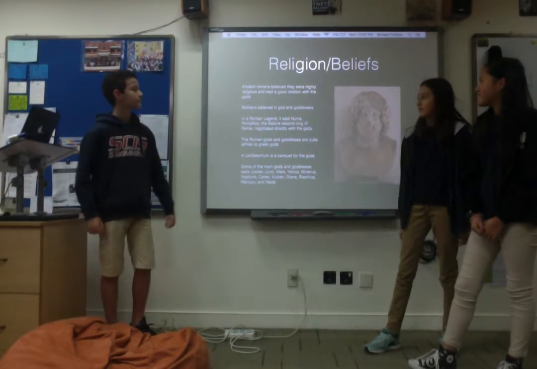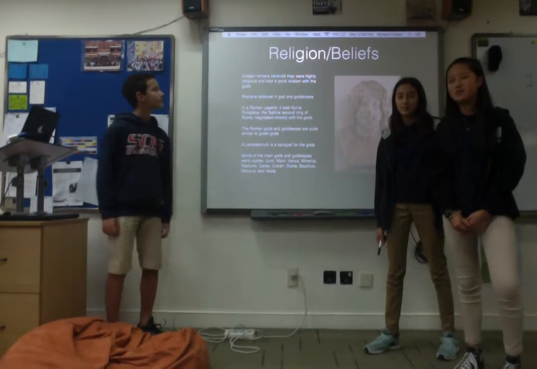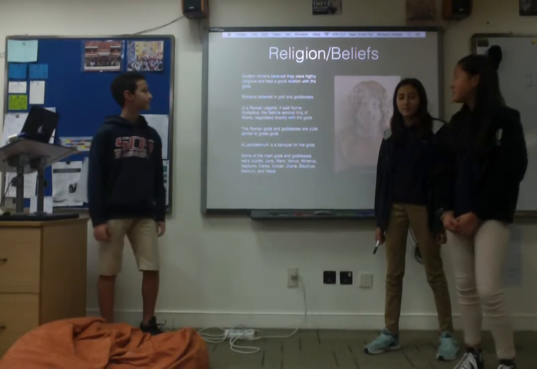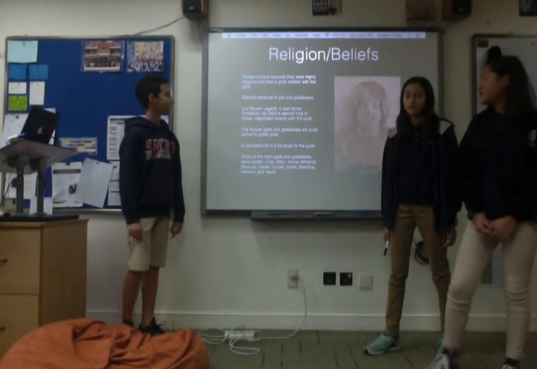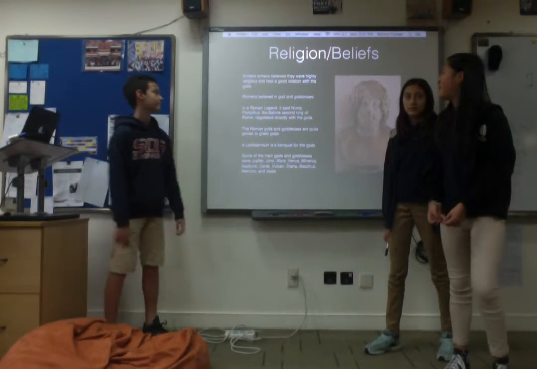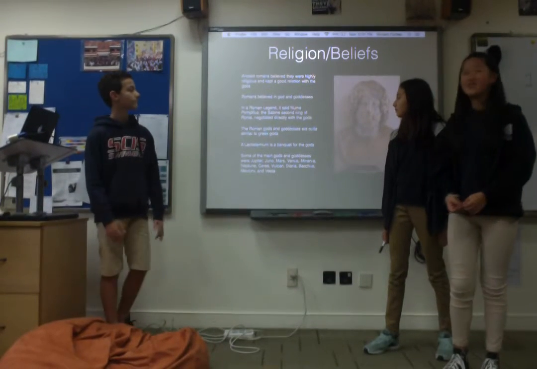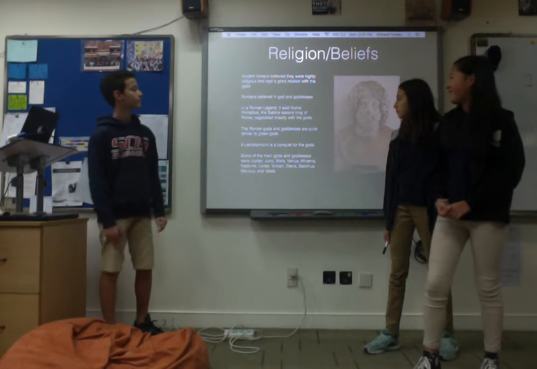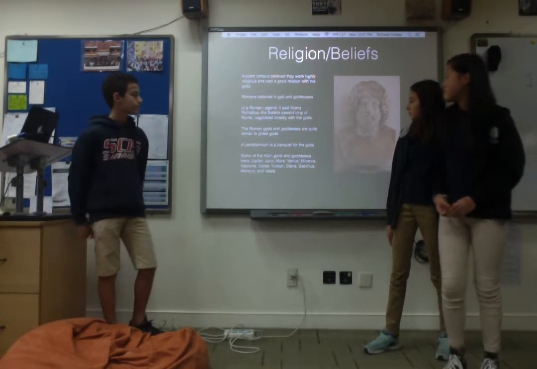Religion and beliefs. Ancient Romans believed they were highly religious and kept a good relationship with the gods. They believed in gods and goddesses, and a Roman legend says a person named Numa Pompilius, the second king of Rome, negotiated directly with the gods. The Roman gods and goddesses were quite similar to Greek gods.